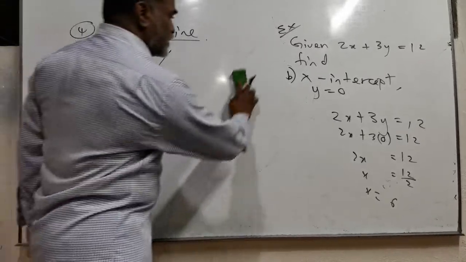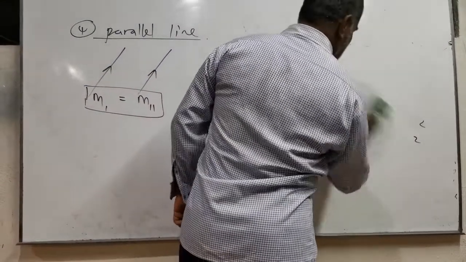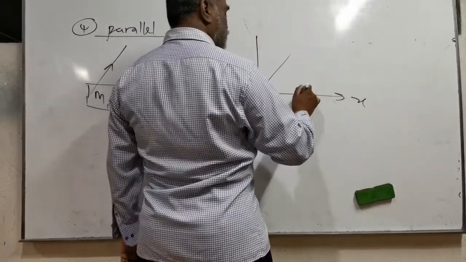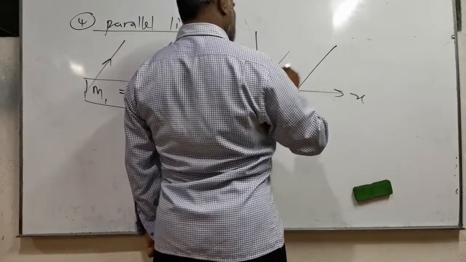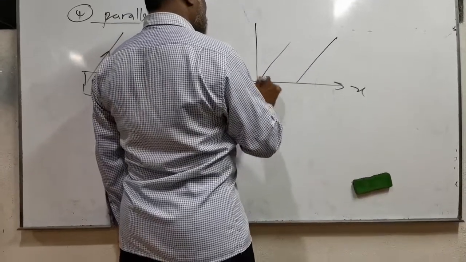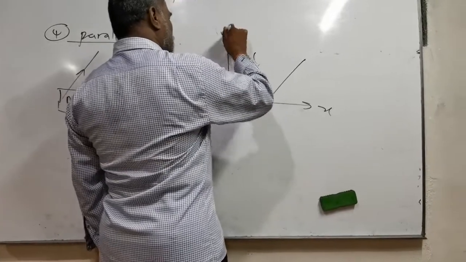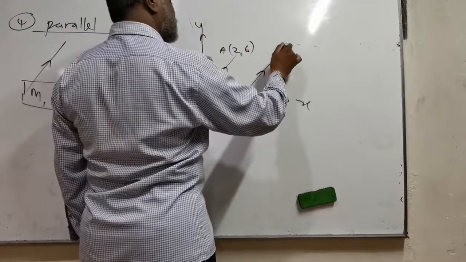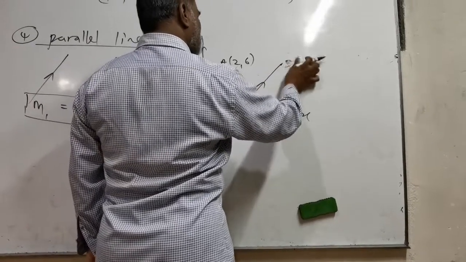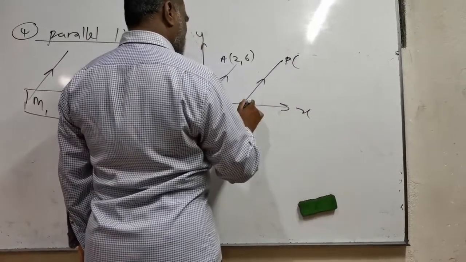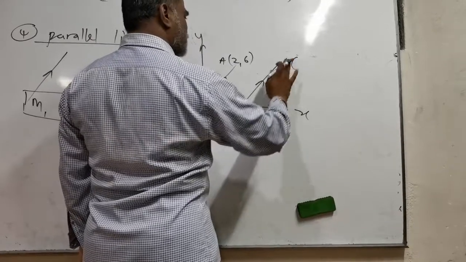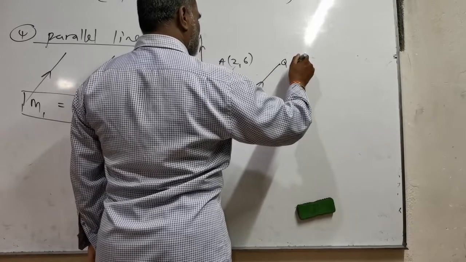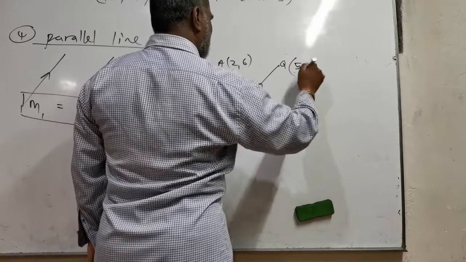Okay, how does the question ask in the exam? They'll give you something like this. For example, they give you the point 0, 0 here, and here a point 2, 6. They will say this line is parallel to another line, and on this one they give you the coordinate, call it PQ, let's say 5, 8.